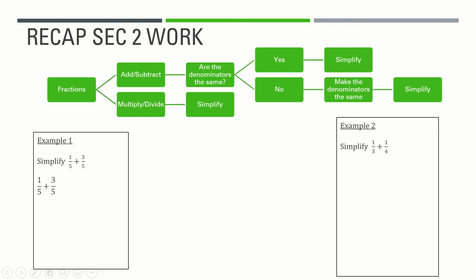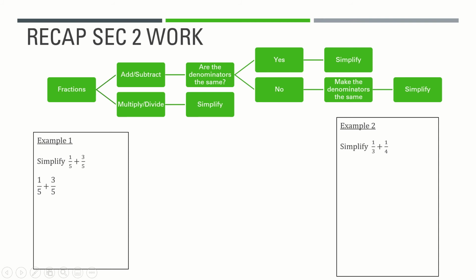When you're multiplying or dividing fractions, you can straight away simplify. Remember about the cancelling, then you simplify the fractions. But if you're adding or subtracting fractions, you need to first check whether the denominators are the same. And if it is the same, then you can just straight away simplify. But if the fractions have different denominators, you need to first make the denominators the same before you simplify. So let's look at some examples here.